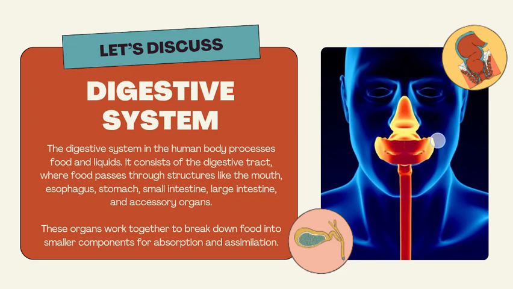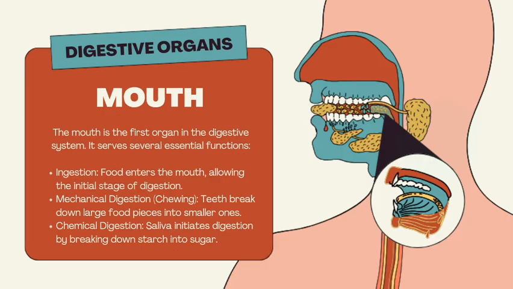Let's dive into the mouth. The mouth is the first organ in the digestive system. Many people don't know that it's actually part of the digestive tract, and it serves different functions like ingestion, mechanical digestion, and chemical digestion. The digestive process begins in the mouth where food is broken down into smaller pieces by the teeth. And this breaking down by the teeth is what we term mechanical digestion.